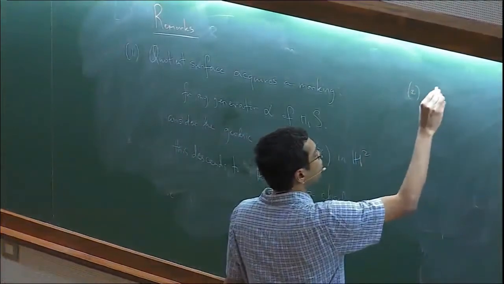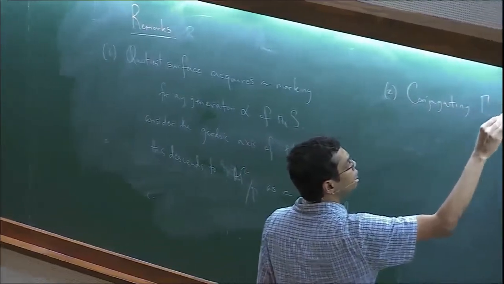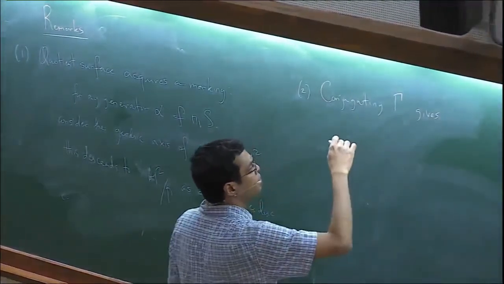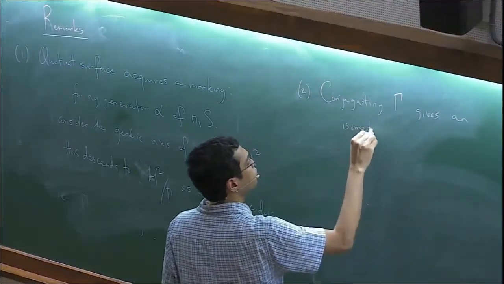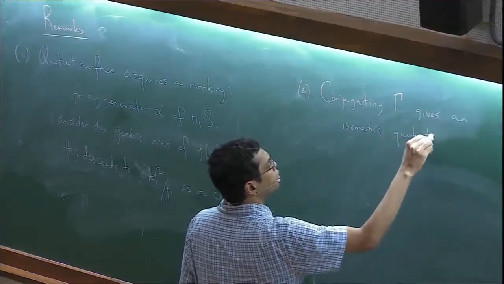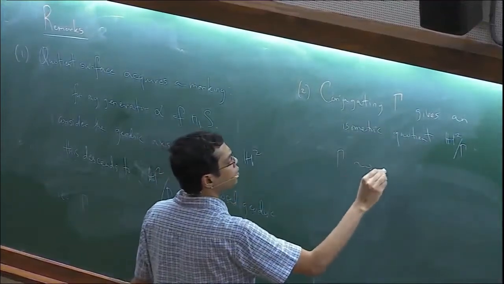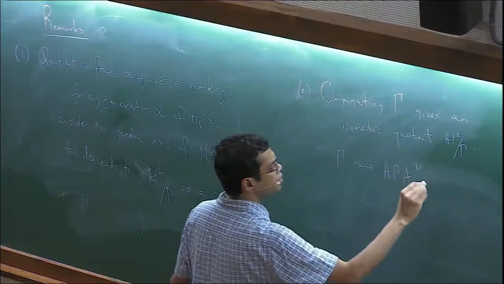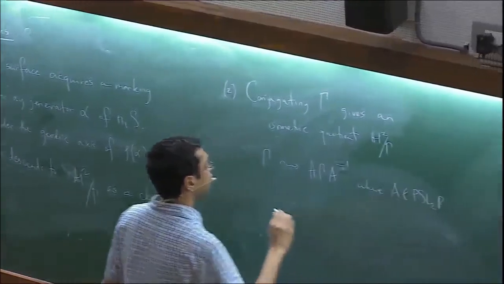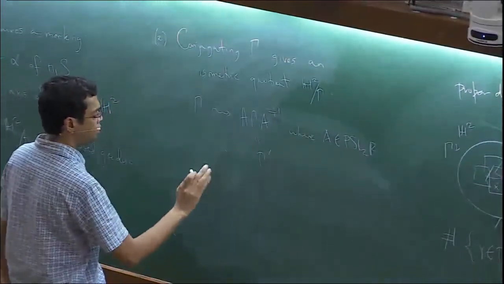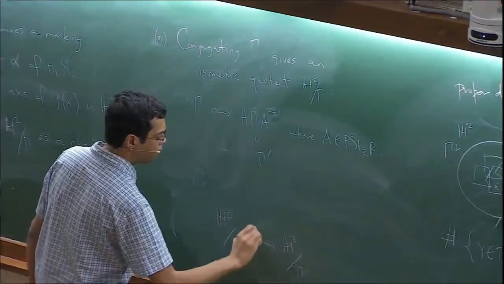Number two is that conjugating gamma doesn't change the hyperbolic quotient. It gives an isometric quotient surface. If you replace gamma with A gamma A inverse, where A is something in PSL2R, and let's call this gamma prime, then H2 mod gamma and H2 mod gamma prime are isometric.